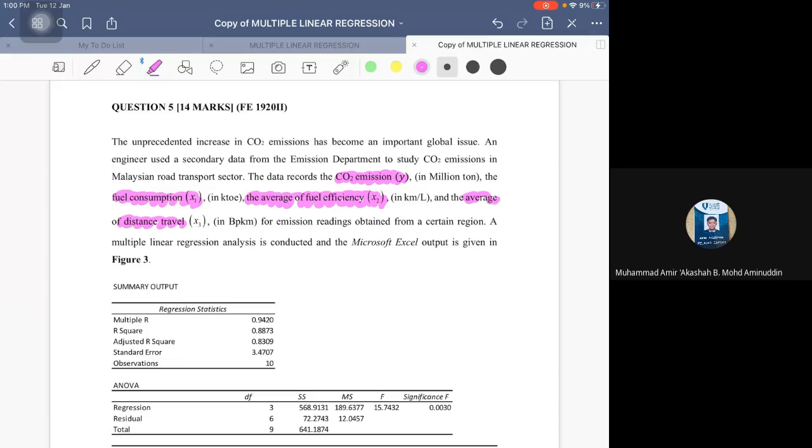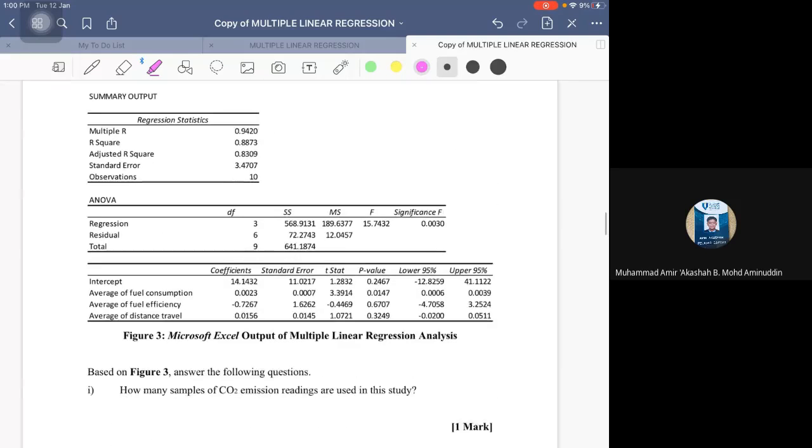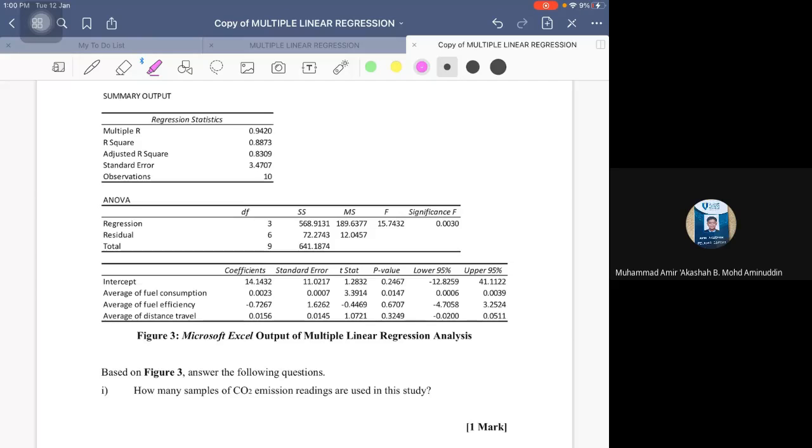When you come across multiple linear regression, this is always how it's going to be asked. You're going to be given an Excel output. Then you're going to be asked particular questions about the Excel output, interpretation and such, and then asked to pick the best model. That's always how it goes. Okay, so now this is going to be the output. This is how it looks. We have 3 variables: fuel consumption, fuel efficiency, and also the distance traveled.